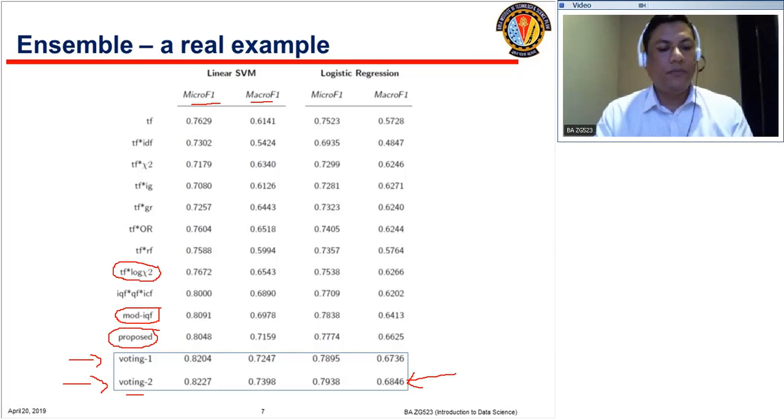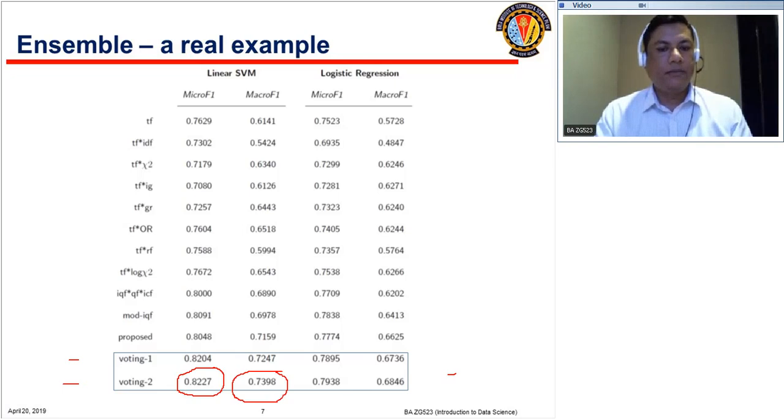So voting 2, for example, in linear SVM, if you look at the micro F1 score, voting 2 has the best one, right? 0.8227 is the best score in micro F1 for linear SVM, and for macro it is the best. The same thing holds for logistic regression, which also gives good scores, but not as good as the SVM. So SVM is giving the best score, and it is linear SVM, that is, a linear kernel.